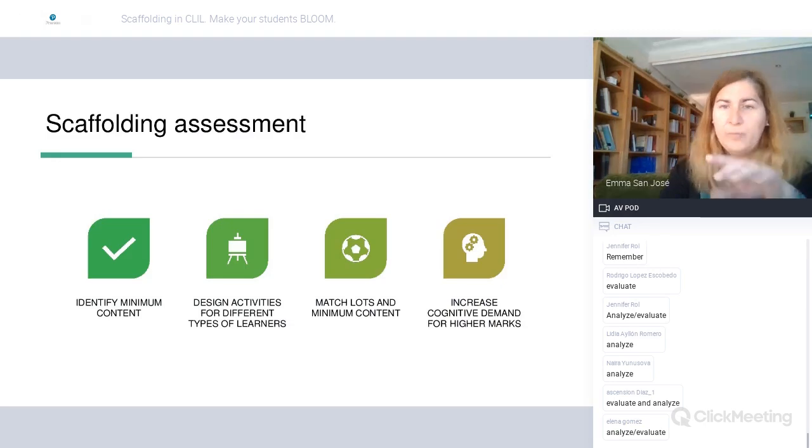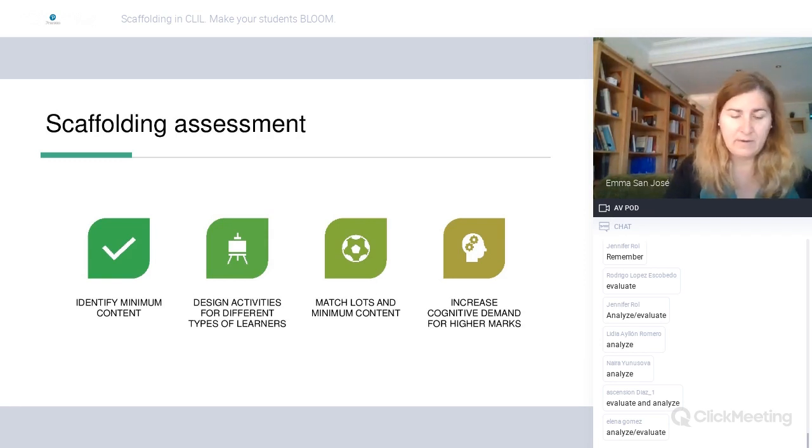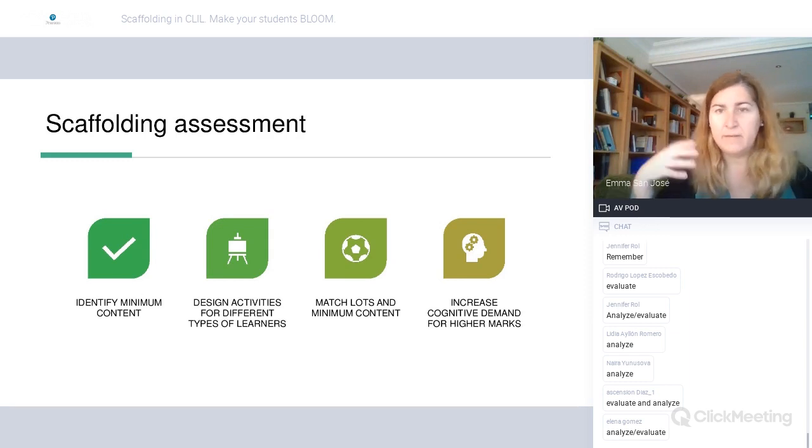Okay. So what we need to do first of all is identify the minimum content and build up from there. We have to try to design activities that cover different types of learning. So for example, if I'm asking about history, I'm going to ask about dates, I'm going to ask about characteristics of the different periods, but I may as well give them a picture and say, okay, this is a picture of which period, why, what is in the picture that tells you that this represents the Paleolithic or the Neolithic or the Middle Ages, and why?